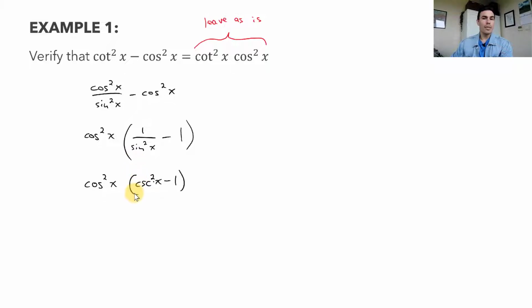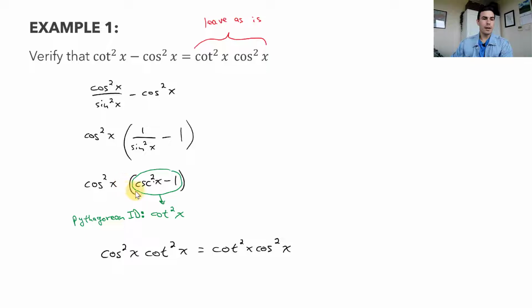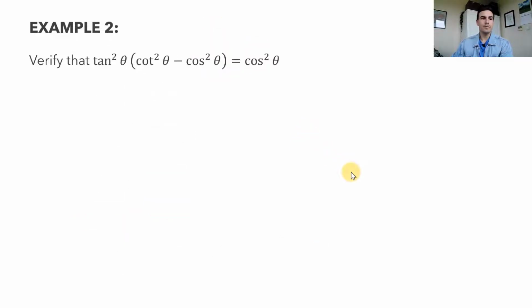Now we have a Pythagorean identity that says that cosecant squared x minus 1 is equal to cotangent squared. So if I substitute cotangent squared in for what we have in our parentheses, then I would get cosine squared x cotangent squared x, which is equal to cotangent squared x cosine squared x. And that is exactly what we have on the right-hand side that we started with. So we have verified our identity.